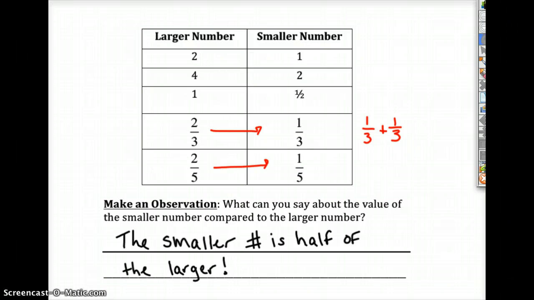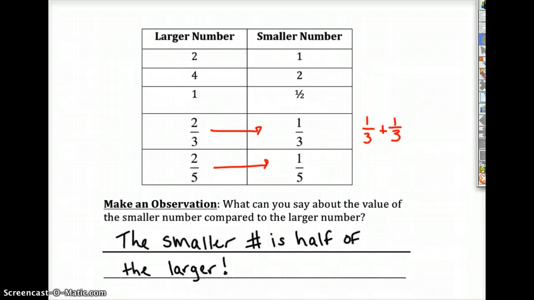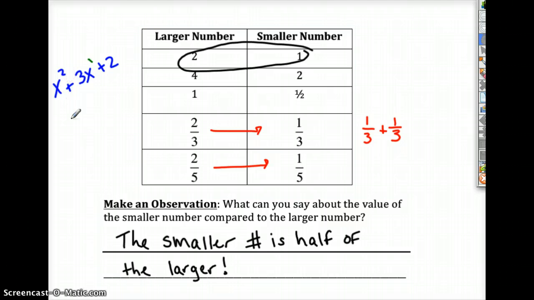What does this matter though? Well, that's the basis of quadratic form. Let me go back. A regular quadratic looks like this: x squared plus 3x plus 2. This is quadratic because it has the x squared. And remember that the middle x is understood to have a power of 1. So between the two powers on the variables, 2 and 1, it's this scenario happening right here: the larger power and the smaller power. The smaller is half the value of the larger, okay?